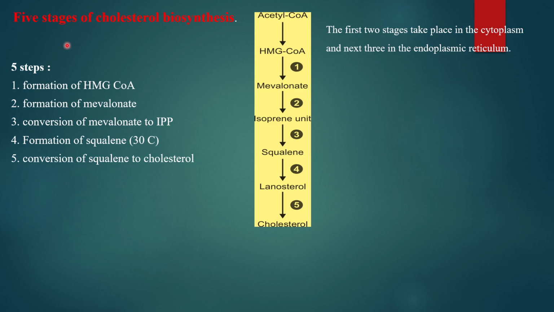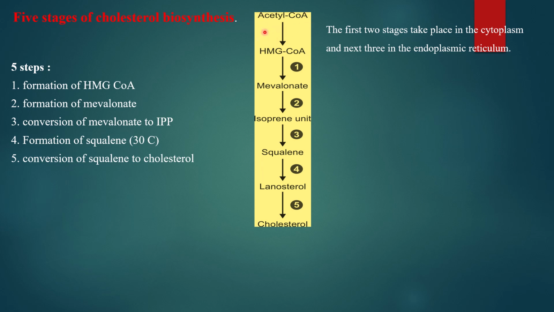There are five major stages of cholesterol biosynthesis. Step one is formation of HMG coenzyme A, then formation of mevalonate, conversion of mevalonate to isopentenyl pyrophosphate, then formation of squalene, then conversion of squalene to cholesterol. Here the steps are given tentatively. In between, there are so many steps, but five major steps are compiled here.